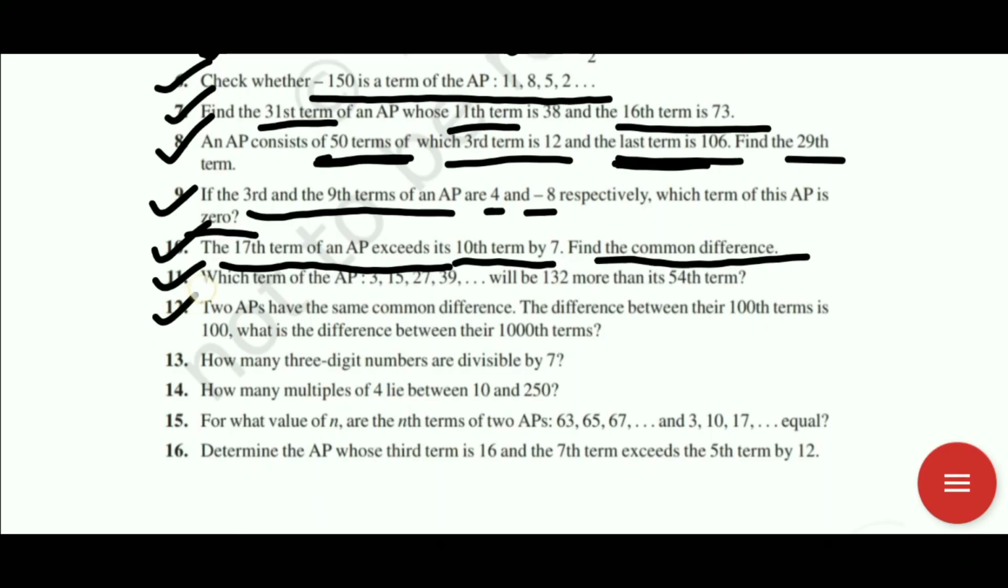Your 12th question. Two APs have the same common difference. The difference between their 100th terms is 100. And what is the difference between their 1000th terms? So the difference between their 100th terms is given. We need to find the difference between their 1000th terms. And one more piece of information is given: both the APs' common differences are the same.